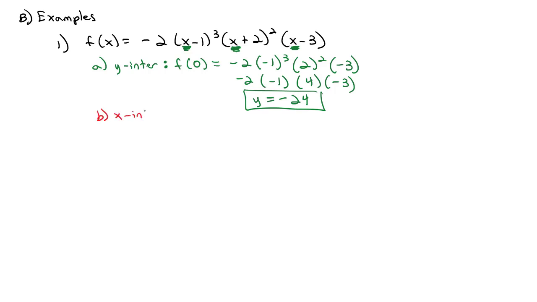I then can find my x-intercepts by looking at each factor and setting each factor equal to 0. So we've got x minus 1, set that equal to 0. There's x plus 2, set that equal to 0. And there's x minus 3, set that equal to 0. Solving these three equations will give me my 3 x-intercepts.